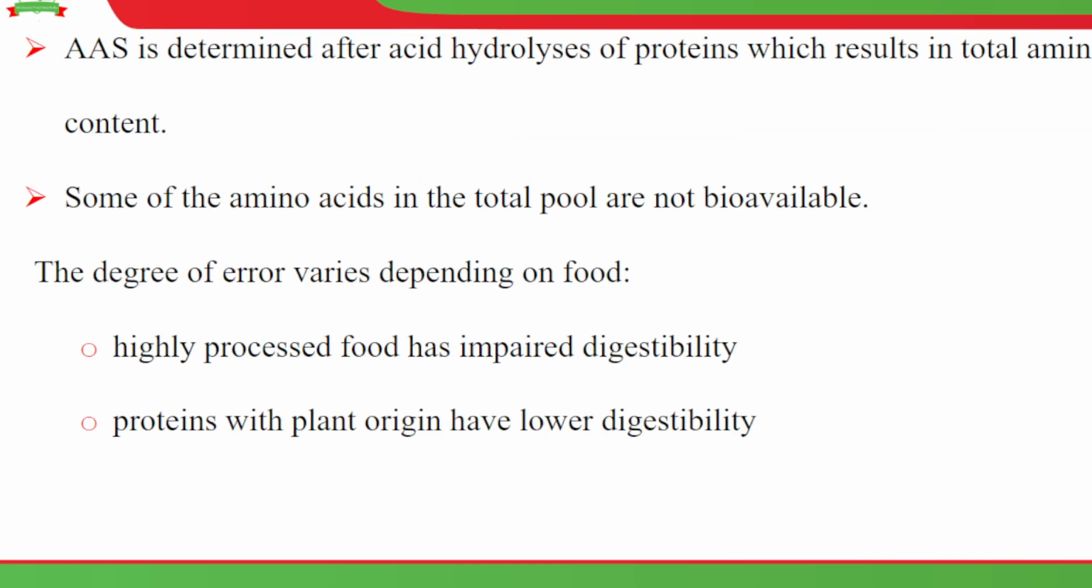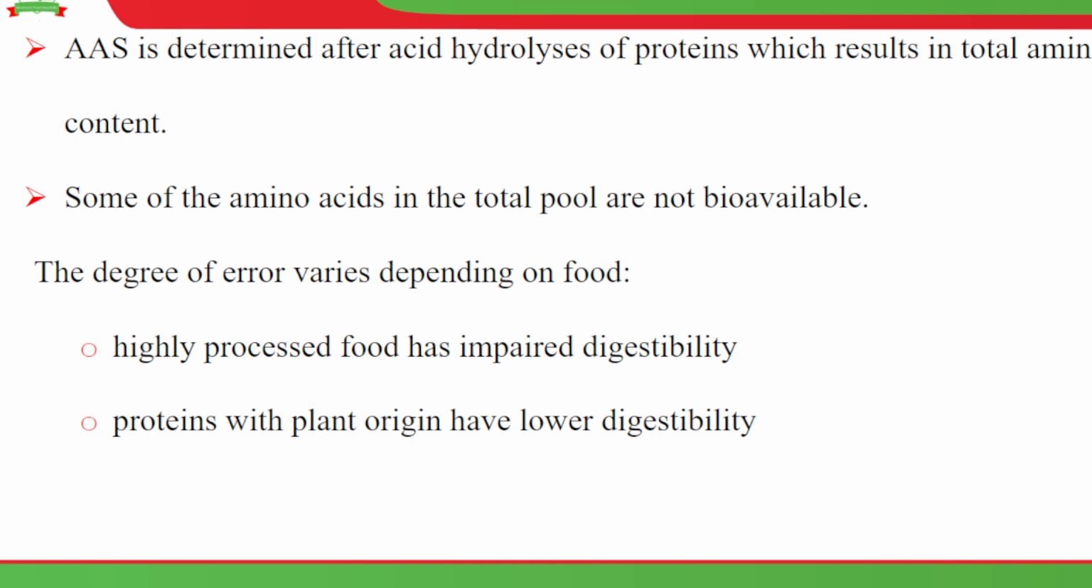So let's go over the drawbacks or challenges with this type of metric for measuring protein quality. Amino acid score is determined after acid hydrolysis of protein, which results in the total amino acid content. You can't get this unless you break down the protein, and then you might end up measuring the total proteins in everything.